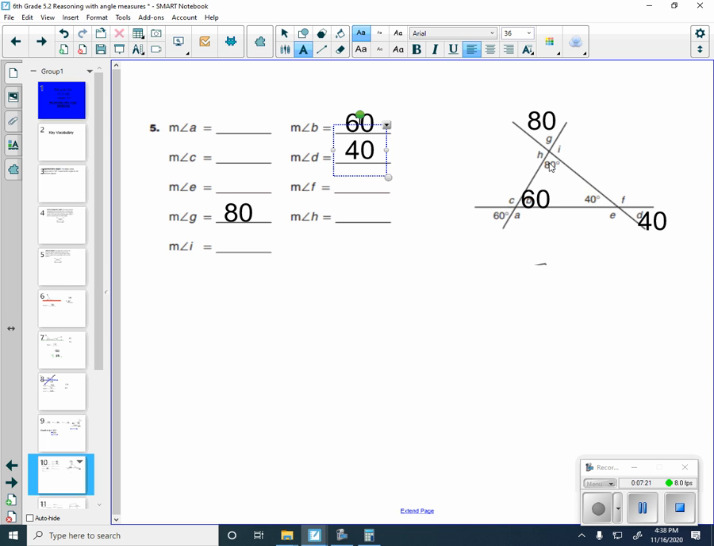So that means 80 plus H equals 180 because it's a straight line. And that's easy math. That's 100. Right? H is worth 100. So if H is worth 100, that means I, which is a vertical angle, is also equal to 100.